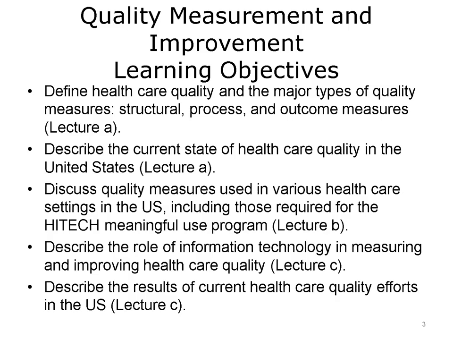workplace. The objectives for quality measurement and improvement are to define healthcare quality and the major types of quality measures, structural, process, and outcome measures. Describe the current state of healthcare quality in the United States.